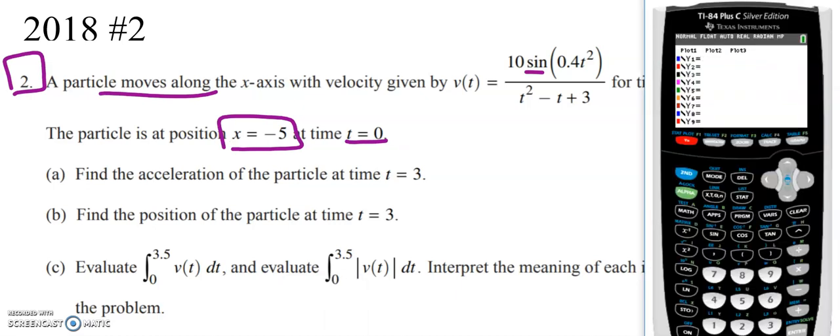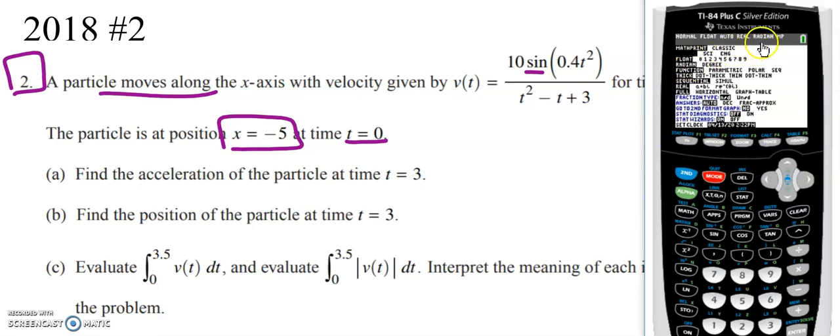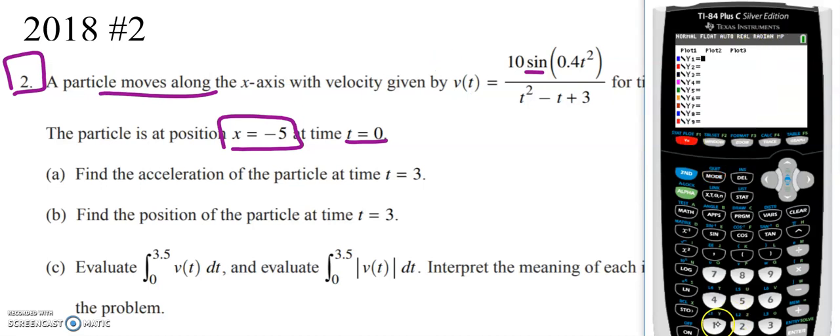So to get started on a question like this, I'm going to first go to my y1 and store this function. Well, actually, first I'm going to make sure I'm in radian mode, which I am. So I'm going to store this function as 10 sine of 0.4 x squared divided by, keeping all of that in the denominator, x squared minus x plus 3. Just so that from here on out I can reference this in my calculator as y1.